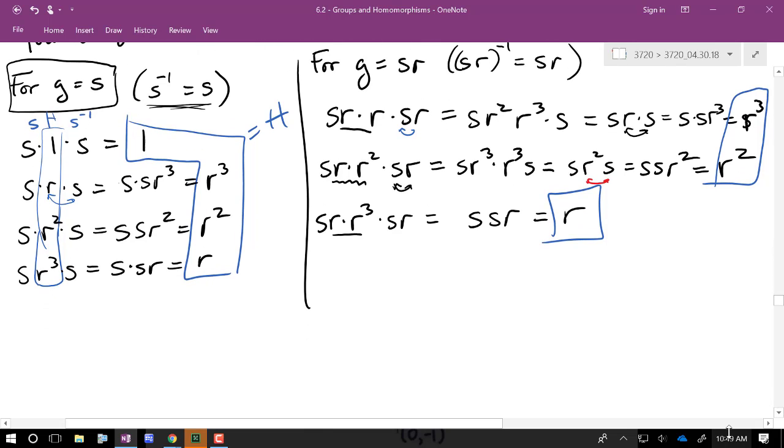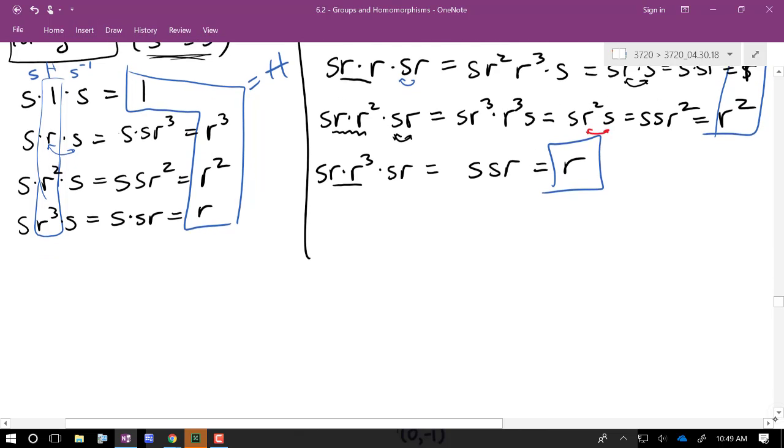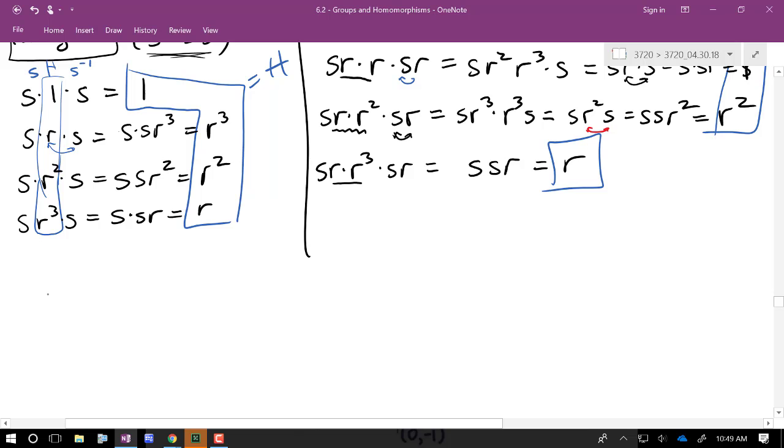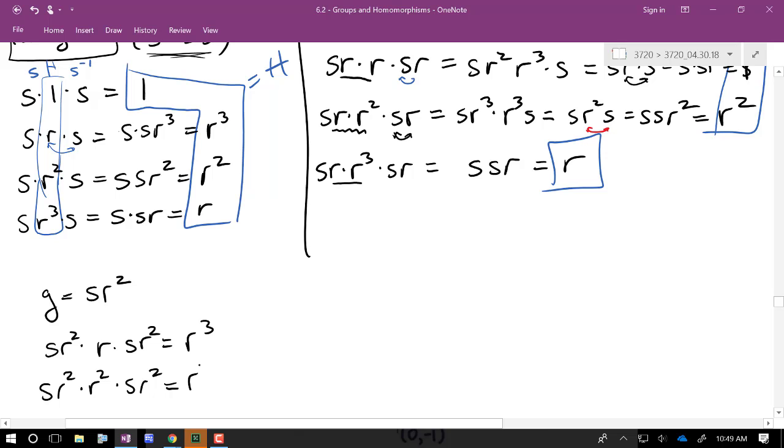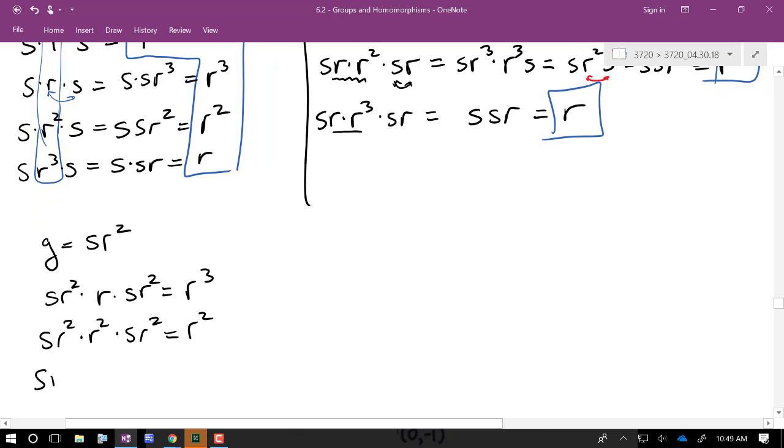So the last thing, I guess there are 2 other elements to go, but I'm going to have you check these. You can check G equals SR squared, and you'll find that SR squared times R times SR squared is, what did I get? I got R cubed, and that SR squared times SR squared is R squared, and that SR squared times R cubed times SR squared is R.